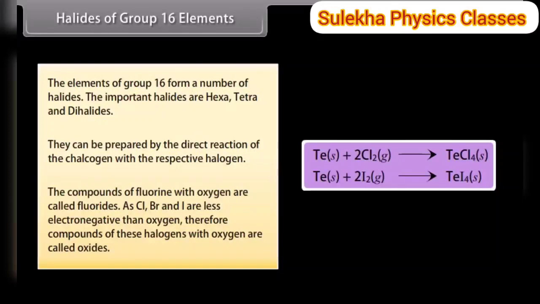The compounds of fluorine with oxygen are called fluorides. As chlorine, bromine and iodine are less electronegative than oxygen, therefore compounds of these halogens with oxygen are called oxides.